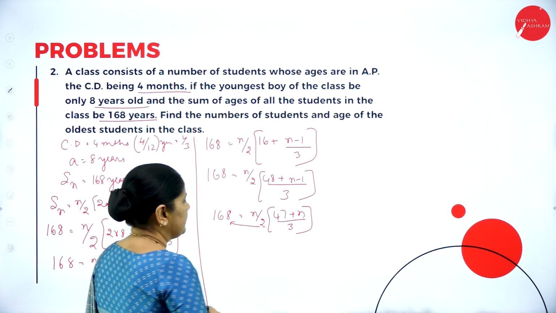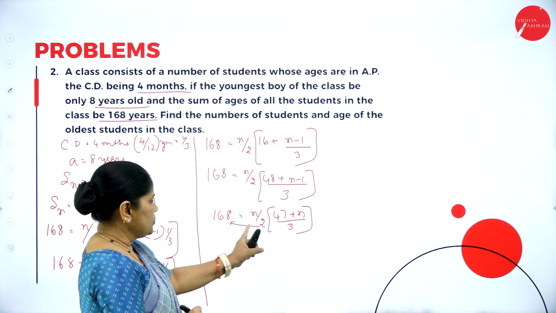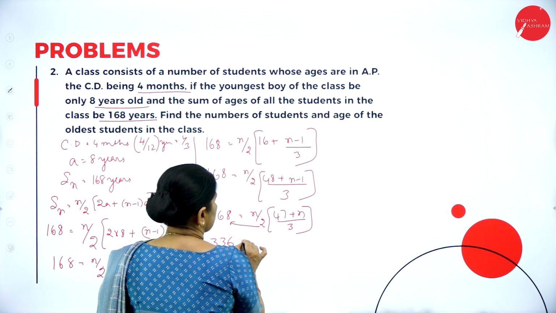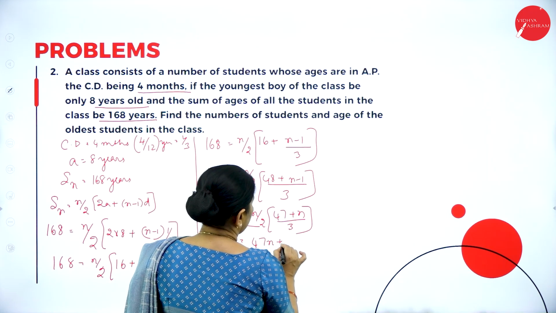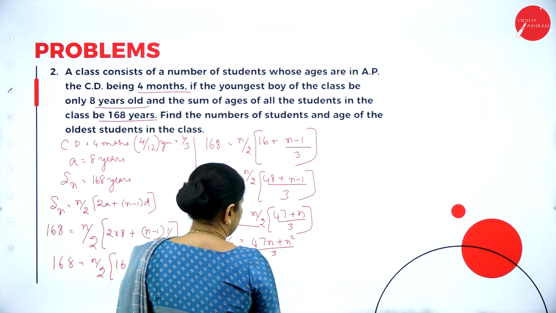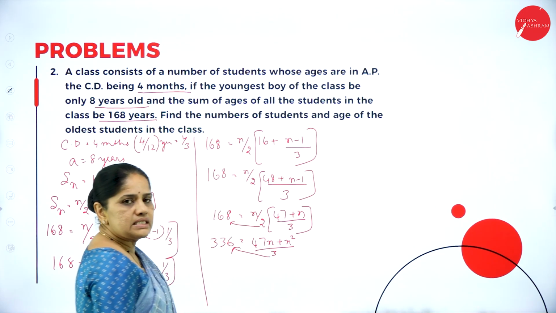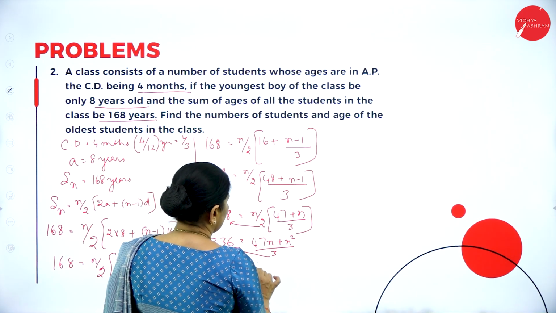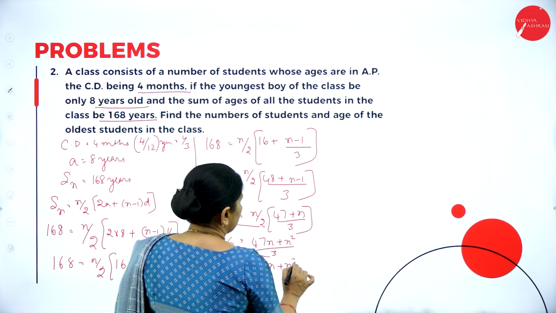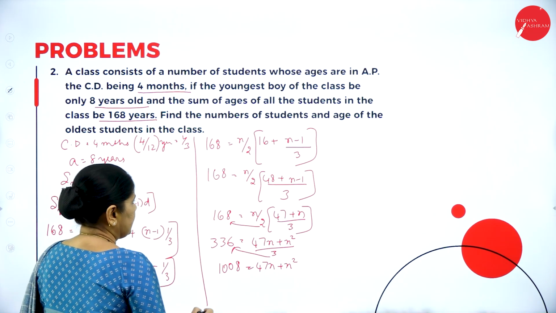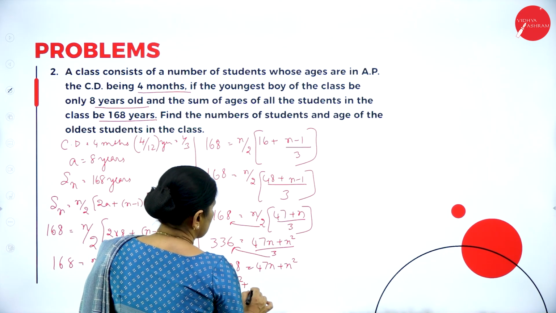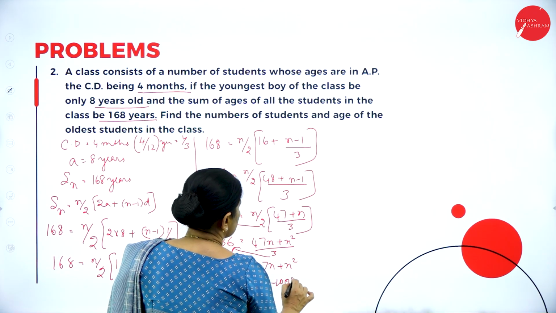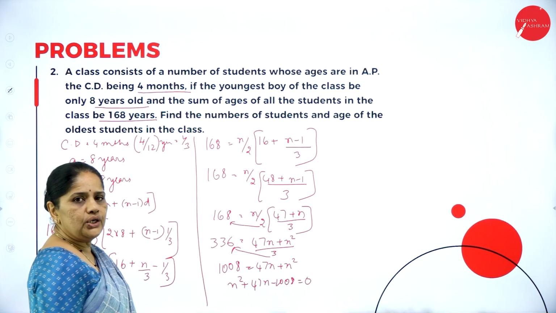Now I'll just multiply this into this, 2 into 168. 2 into 168 will be 336 equals 47n plus n square divided by 3. Now again I am multiplying this 336 by 3. I get 1008 equals 47n plus n square. When I rewrite the equation, n square plus 47n minus 1008 is equal to 0.